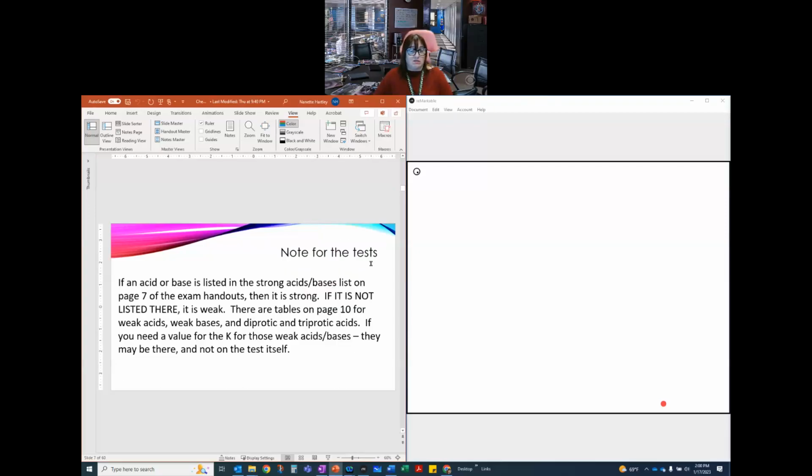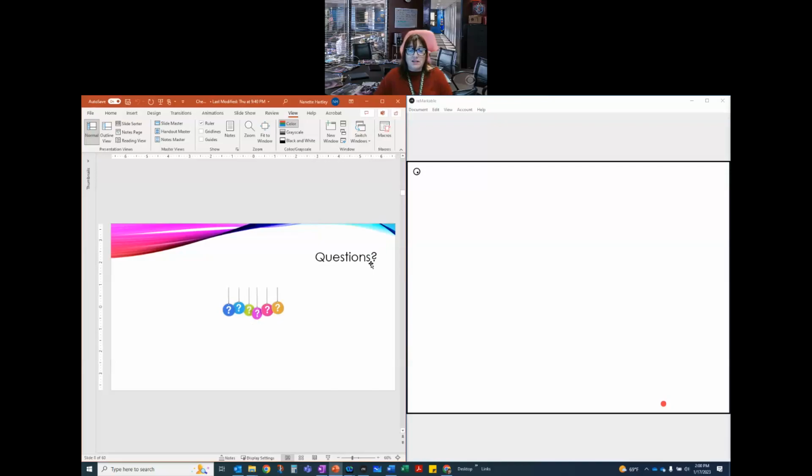So, questions about any of that? That's our definition for a weak acid. Now, the next thing that we're going to have to do is start doing some math with that.